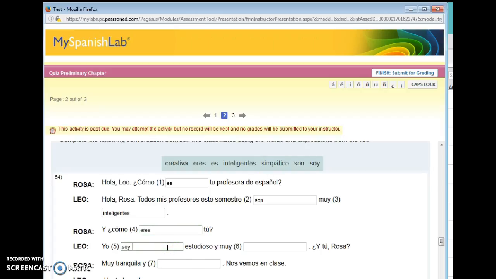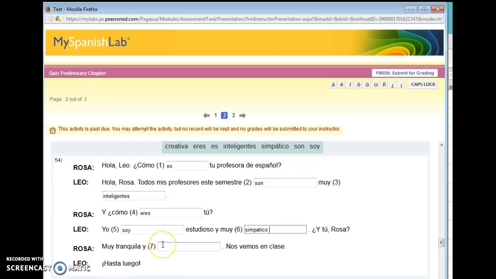What are you like? Soy estudioso. So you can tell by the answer. She says, I'm studious and very creativa. Sorry, simpático, because it's Leo. So you can tell by the response that the question is, what are you like? ¿Cómo eres? Okay. And then, y tú, Rosa, muy tranquila y creativa. Has to be creativa because it's Rosa. And so it's got to be the feminine form. So by process of elimination, you can figure those out.